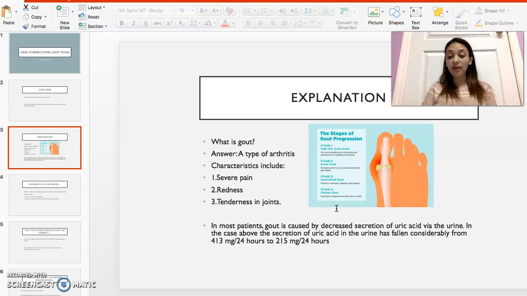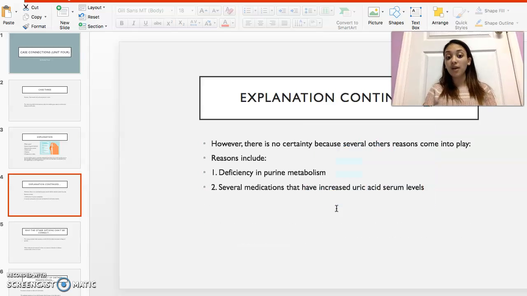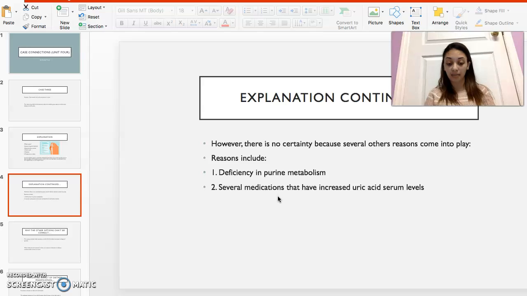Uric acid is known to be the end product of purine metabolism, and purine overproduction can be an underlying cause of elevated serum levels of uric acid. However, there is no certainty because other factors come into play. A couple of other factors that I've listed would be a deficiency in the purine metabolism itself and several medications that increase uric acid levels over time. So this might not be the actual case for the increase of acid in the plasma.